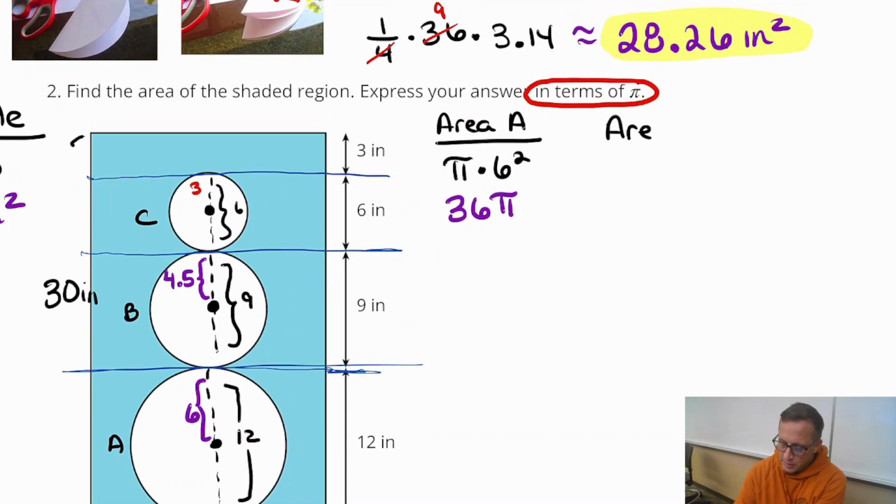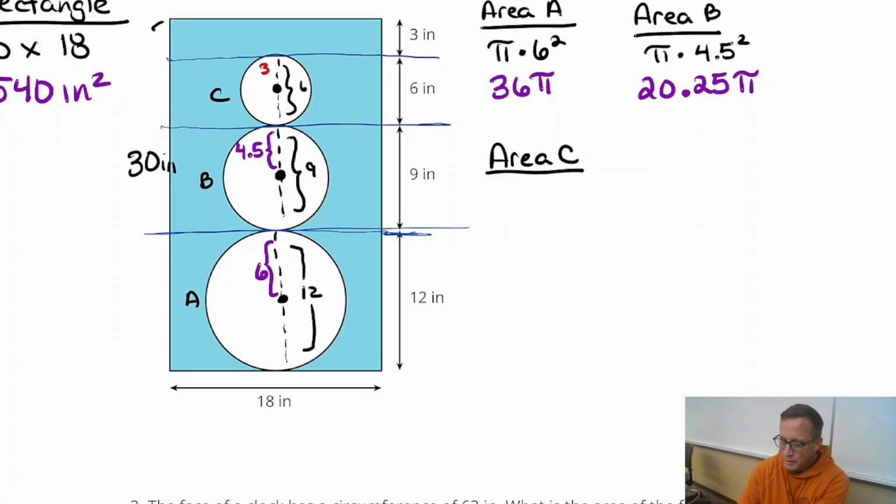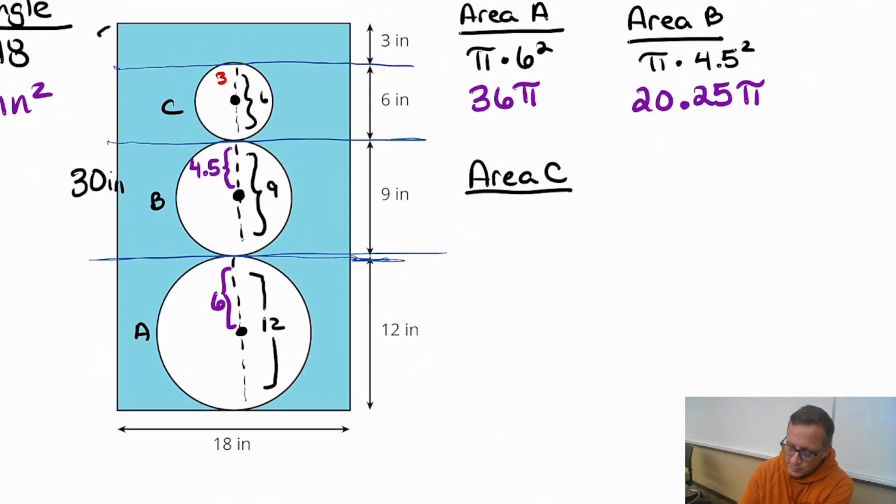Now area of B, we're going to do in a similar way. That's going to be pi times 4.5 squared. All right, and 4.5 times 4.5 is 20.25 pi. And then circle C. So pi times 3 squared, which equals 9 pi.